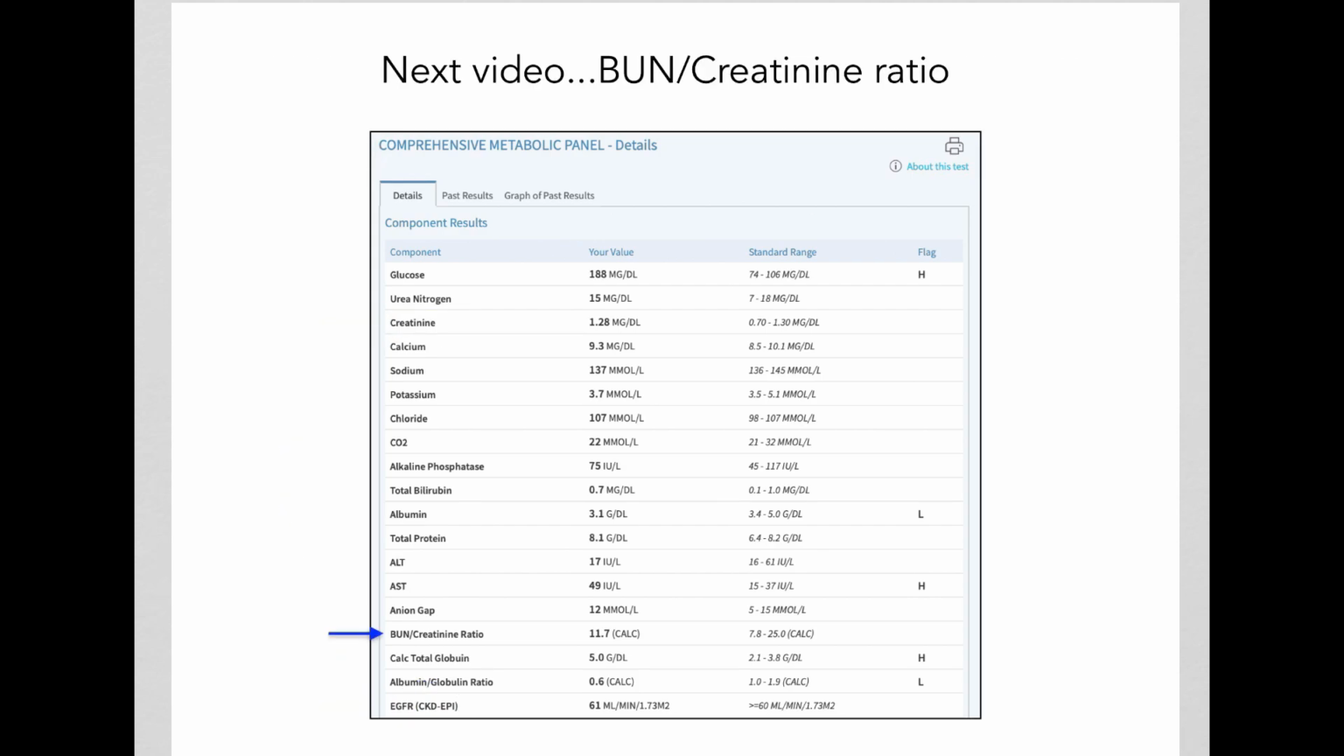In the next video, we are going to use the ratio of urea nitrogen to creatinine, what we call the BUN-creatinine ratio. We are going to divide these two to get the BUN-creatinine ratio, and the next video will discuss some of the clinical applications of this BUN-creatinine ratio.